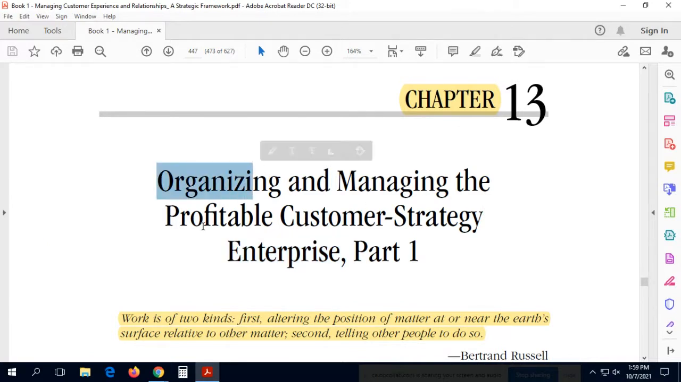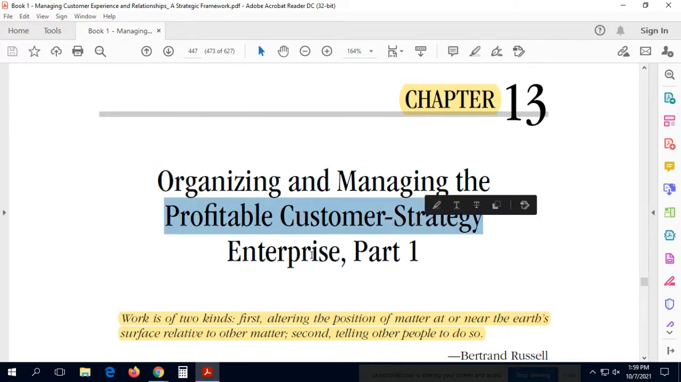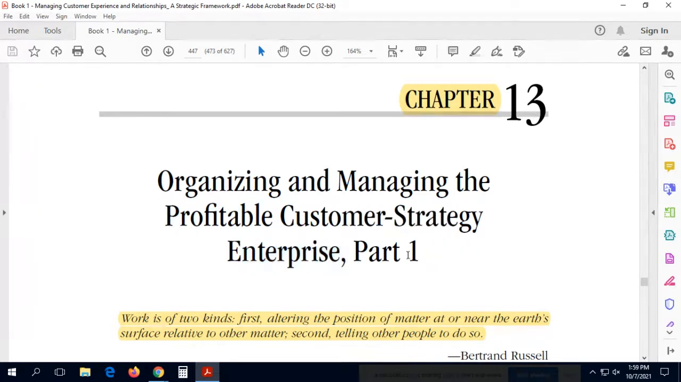Organizing and managing the profitable customer strategy enterprise. Yeah, so these are the things you would have to think and reflect about.